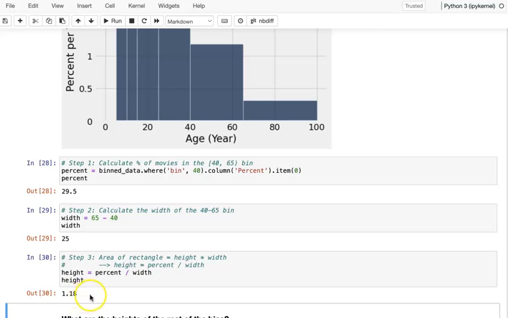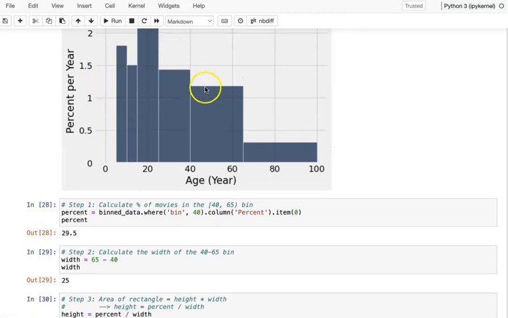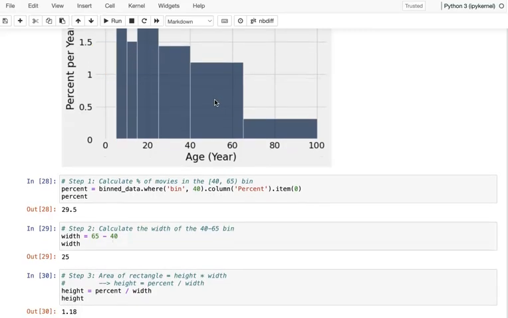It's about 1.2. If you look at the diagram, the bar is more than 1, but not even halfway to 1.5, so it is less than 1.5. That's how you can confirm your result.